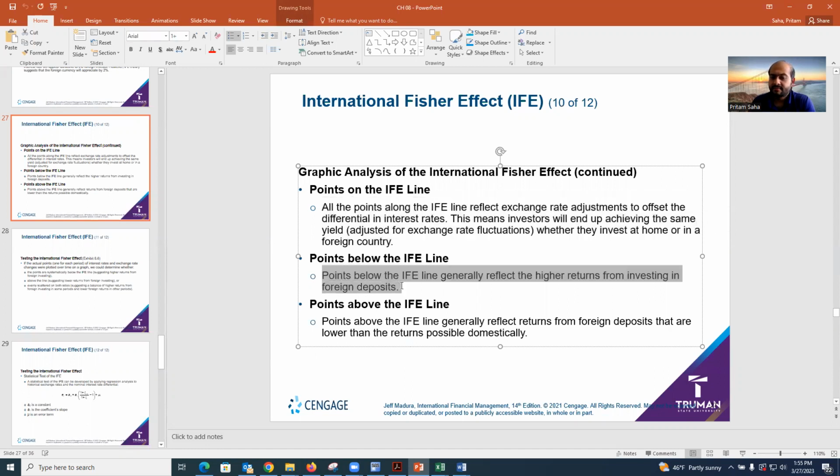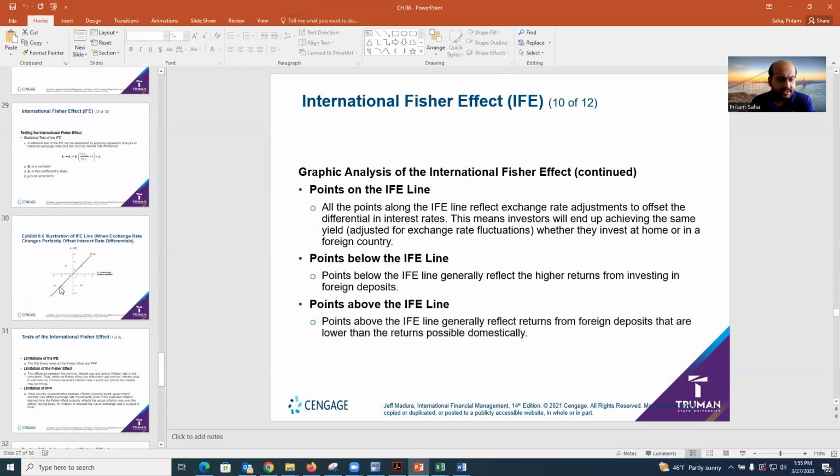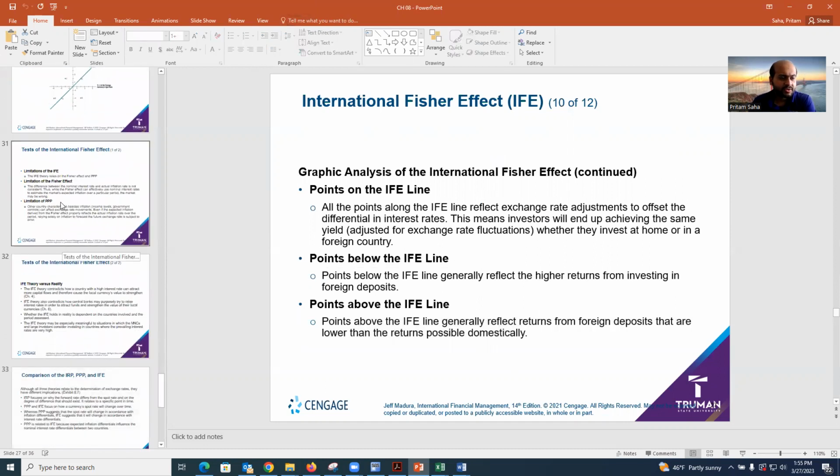Points below the IFE line. Higher returns from investing in foreign deposits. Being in the home country, you can generate more return from investing in foreign deposits. Points above the IFE line, that means returns from foreign deposits for the foreign people are lower than returns possible in domestic. So basically, from the home country, if you invest in the foreign deposit, you should not be able to generate more.